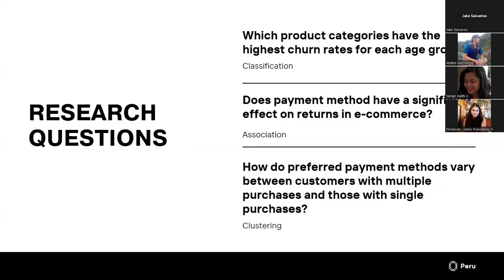Research questions. First, which product categories have the highest churn rates for each age group? For this one, we use classification. Second, does payment method have a significant effect on returns in e-commerce? For this one, we used association. Lastly, how do the preferred payment methods vary between customers with multiple purchases and those with single purchases? For the last one, we used clustering.